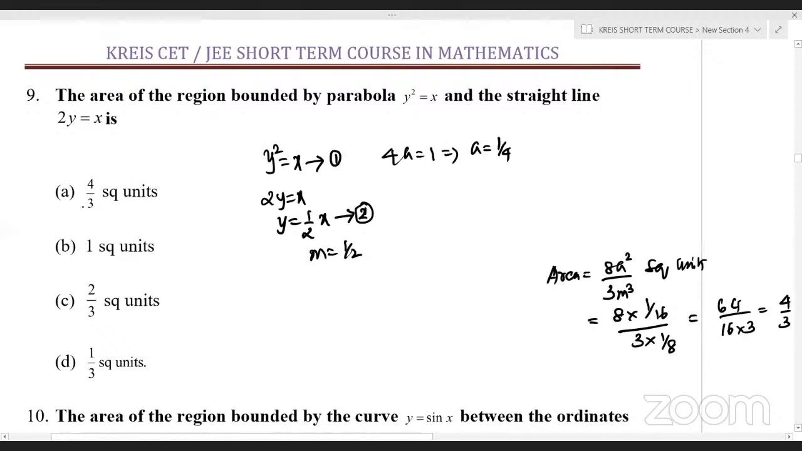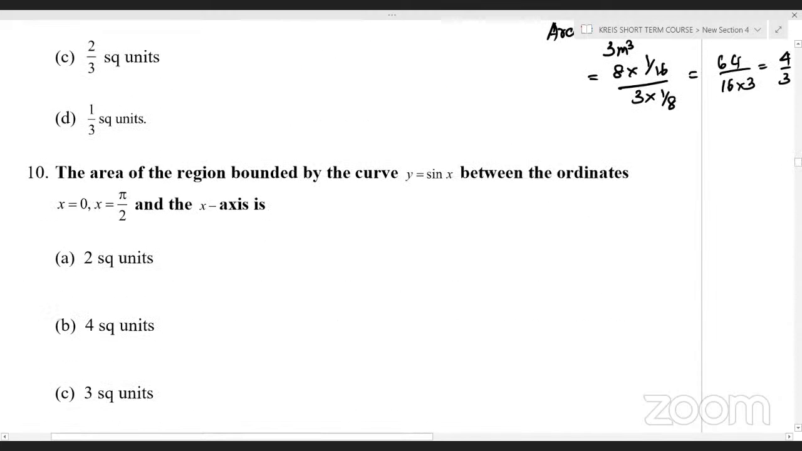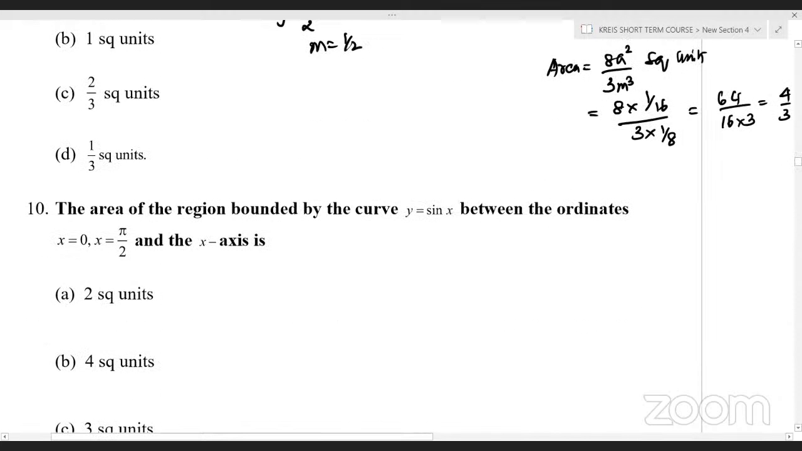So option A is going to be the correct answer. I think some of you are giving me the correct answers. I think good. So most of you are following, right?